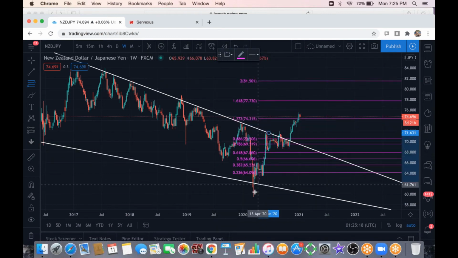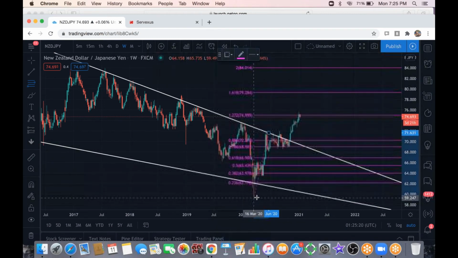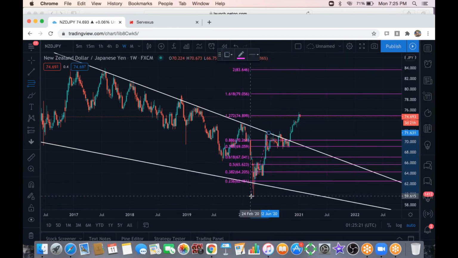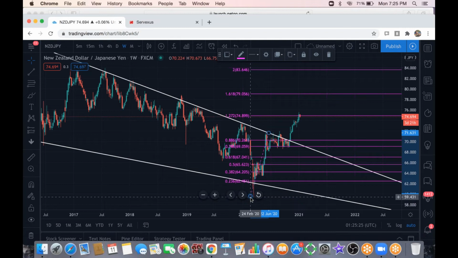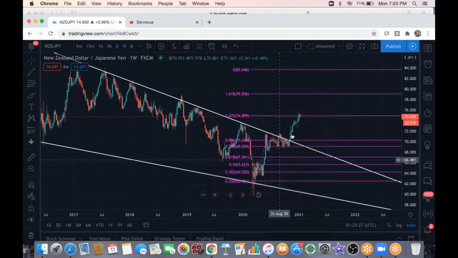This is a good time to be able to use a fib zone right here. Let me make sure that I got this right. Yeah, that's right. This is a good time to use a fib zone through here. You can see the zone, you can see the 127, you can see the 161, you can see all these things through here. This is a good time to use the fib zone.